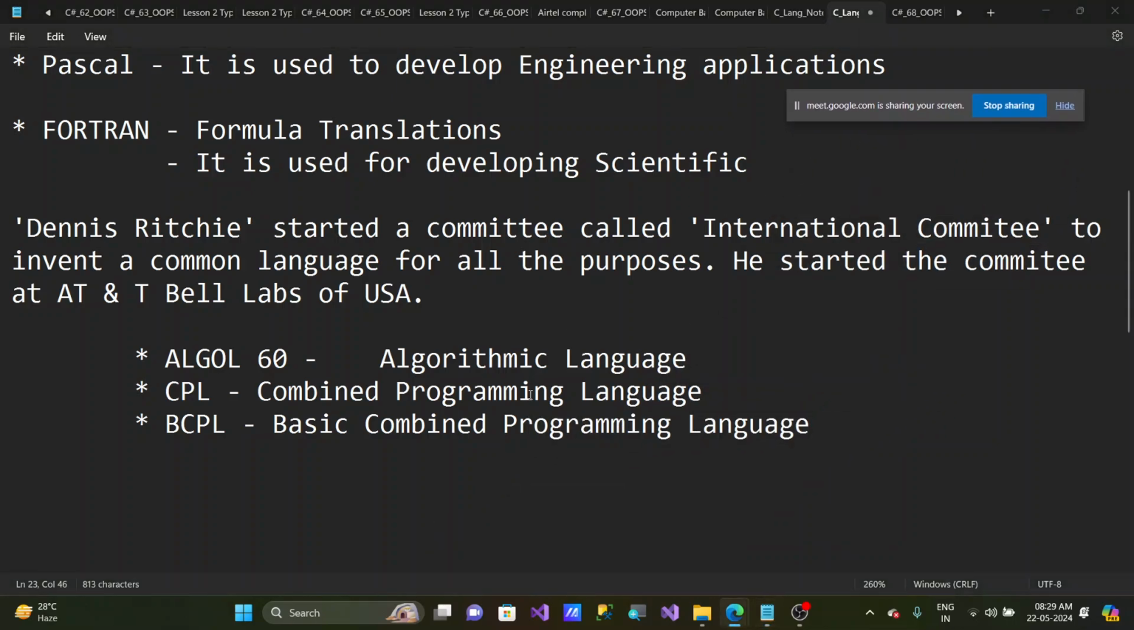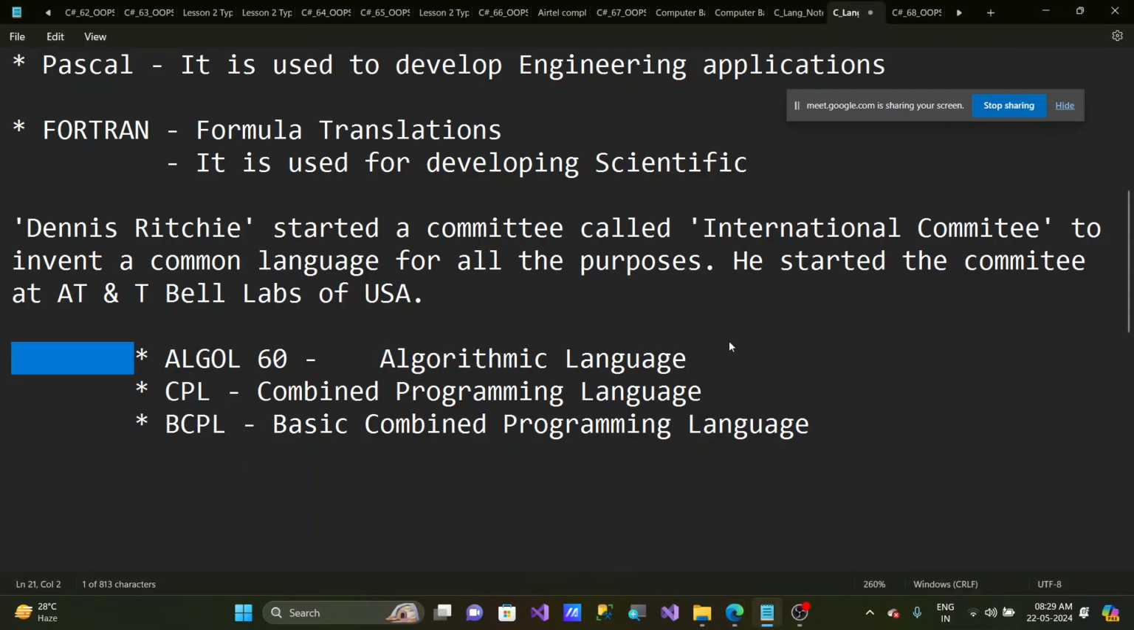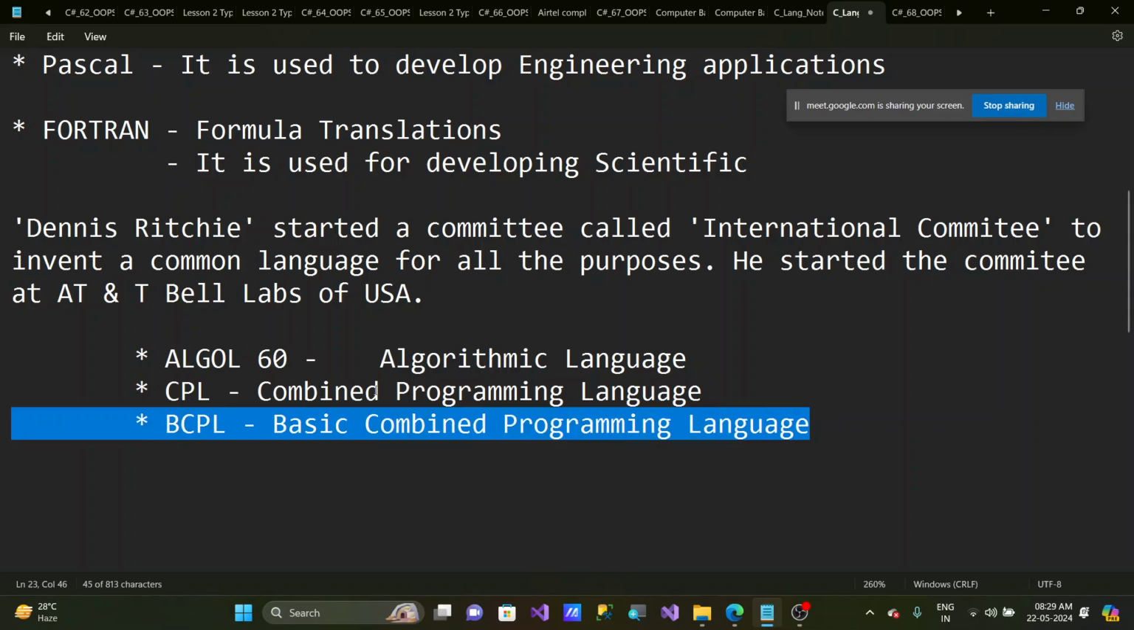Yes, sir. So Dennis Ritchie started a committee called the International Committee at AT&T Bell Labs of USA. After that, he came up with the first language, Algol 60, which is very tough to understand. So they kept it aside and released CPL, which is good, but has so many features. Then he released BCPL, which has only the good and required features of CPL. So he was happy, but still in a dilemma whether to launch it or add something to it. Meanwhile, there is another person called Ken Thompson.